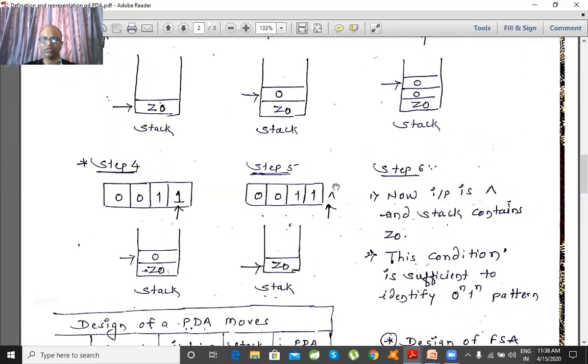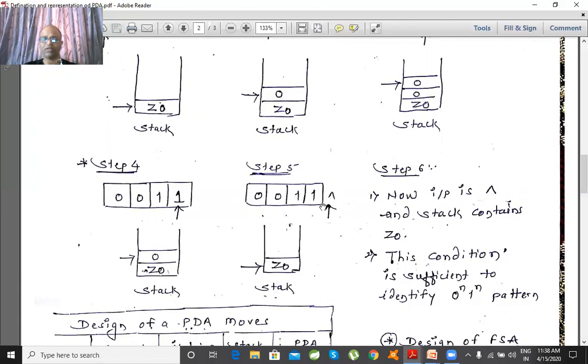Now check the condition: my input is exhausted and only the starting element of the stack is available on top of the stack. So this is the condition for acceptance, where I'm reading null, meaning the input is exhausted, and at that time nothing is available on top of the stack except Z0, from where we begin. So this is the condition of acceptance.